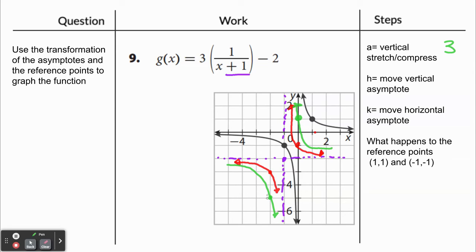So it goes through my two new reference points here. This one here is at -2, and what is that, -5? My other reference point is at 0, and it looks like 1. So now I have transformed the asymptotes and used my a value to transform these reference points. So my green graph here is what our actual graph should look like.